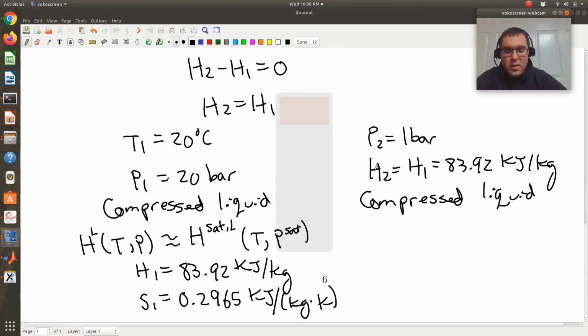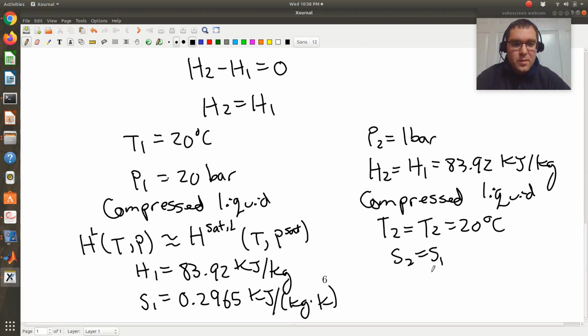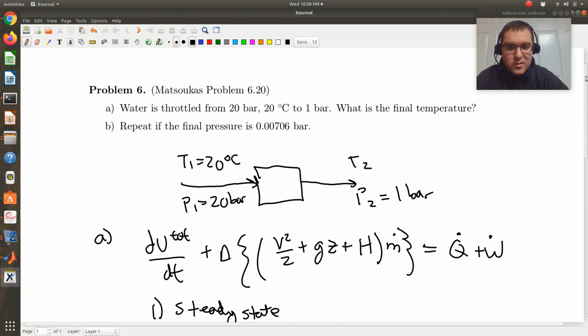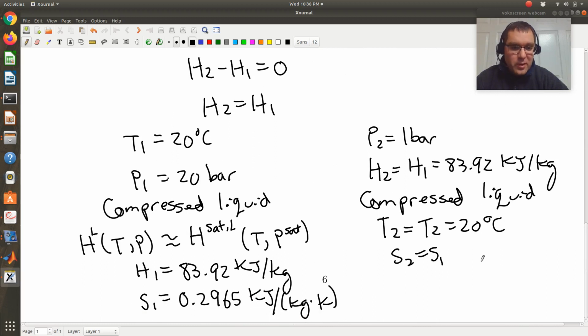Okay, so for our compressed liquid, we're going to find that T2 is equal to T1, which is equal to 20 degrees C. And we would get the same H2, and then S2 would be equal to S1, of course. So if we're throttling a compressed liquid, we're assuming that there's no work done, which is good, and that there's no heat exchange between our system and surroundings. We get, for this case of a compressed liquid, that the inlet and outlet temperature are exactly the same. There's no change in temperature.